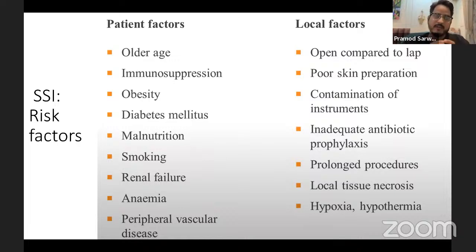Immunosuppression: most of the patients are post-transplant cases, or rheumatoid cases, or on steroids for bronchial asthma. We can check with their follow-up physician, and we can optimize the immunosuppressive doses. For diabetes mellitus and malnutrition, obviously we can do optimization. We can ask the patient to stop smoking. We can optimize the renal failure drugs. We can correct the anemia. So there are some factors we can work upon and reduce the risk.